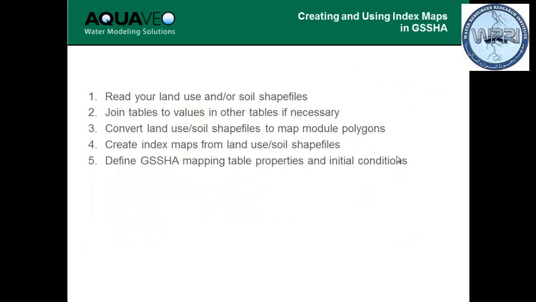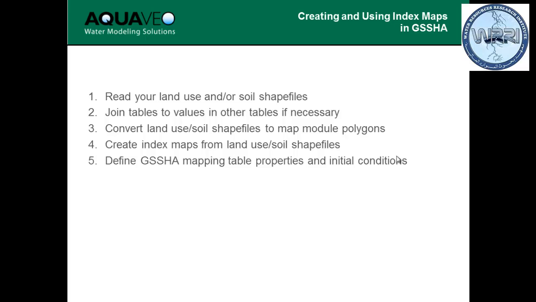To create your index maps, first of all, you read your land use and soil shape files. If you have to do this joining tables, you usually won't need to do that, but if you have to, you can. You convert your land use and soil shape files to polygons in the map module, create your index maps, and then you define your mapping table parameters. This is how you define your parameters at each cell in your 2D grid in your model.